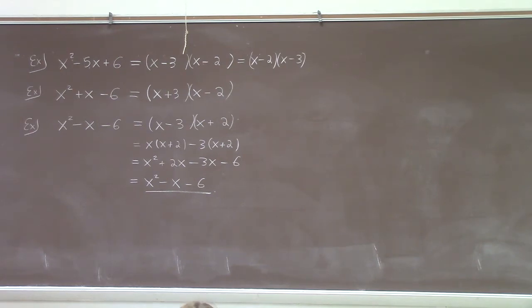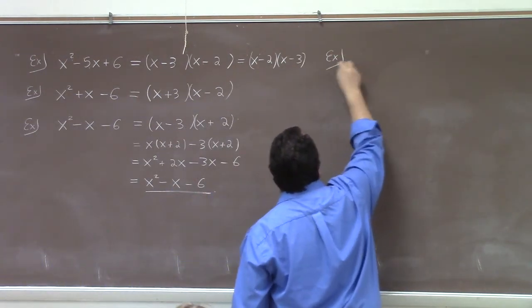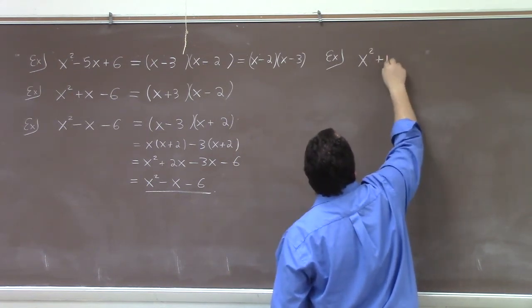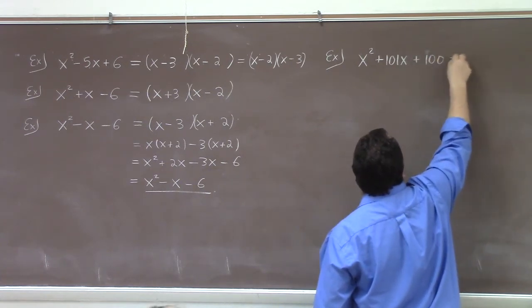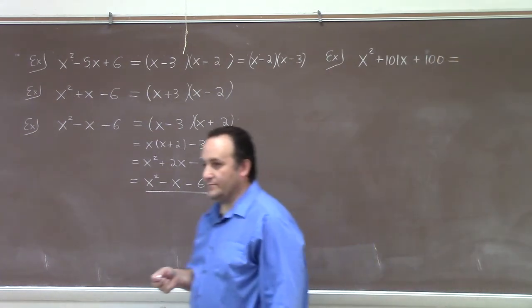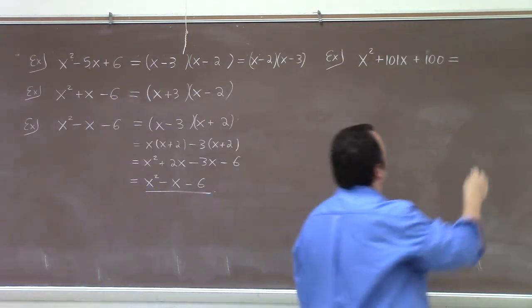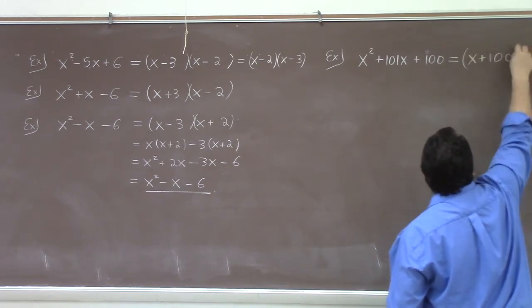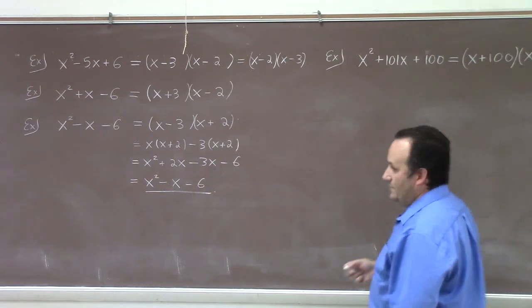I think I've about exhausted this particular example, these numbers. Let's go on to a new set of numbers. Bigger numbers. I'll go with x squared plus 101x plus 100. Oh, so x plus 100 times x plus 1. I think that'll work.